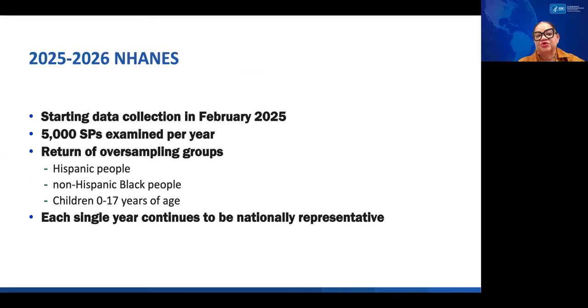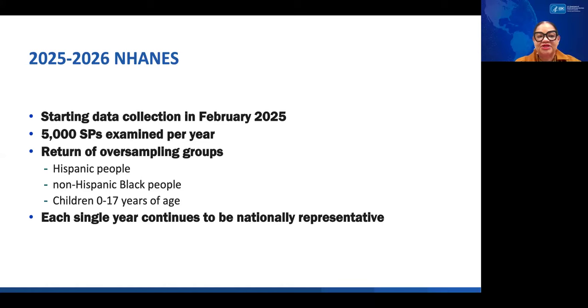And so beginning in 2025 and 2026, we're really trying to look at ways we can make the data more robust. I mean, when you think about it, we had to pause everything at 2020. So it's really urgent that we reassess what's going on. We're going to still do the 5,000 study participants. We're going to return to oversampling groups.